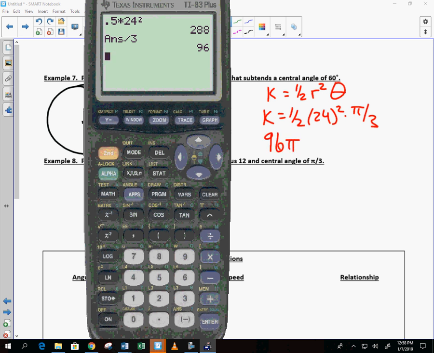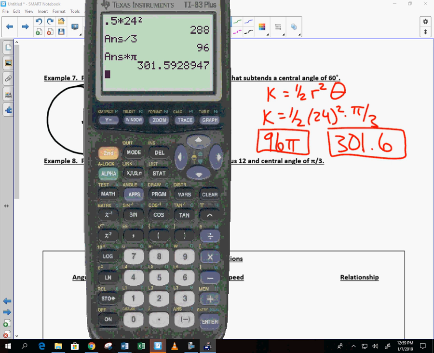If the problem says express your answer in terms of pi, there's your answer. Suppose the problem says express your answer to the nearest tenth. Just take 96 and multiply it by pi, and you get 301.6. Whichever one you use depends on what the problem is asking for. On the test, I would accept either answer. We good? So figure out how to use arc length and sector area. You were ready. Good job.